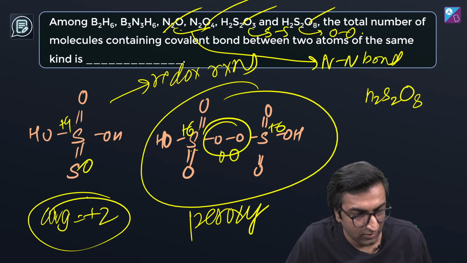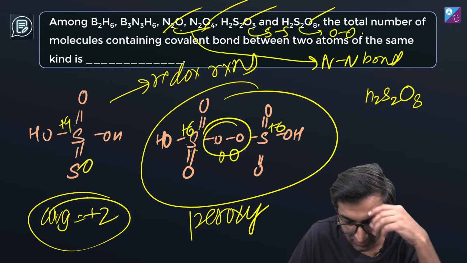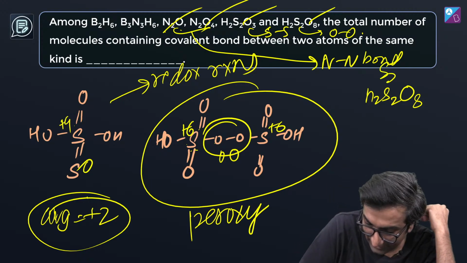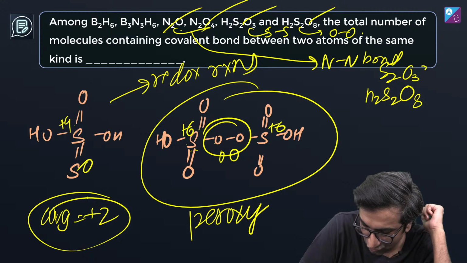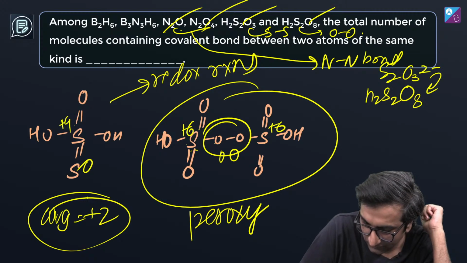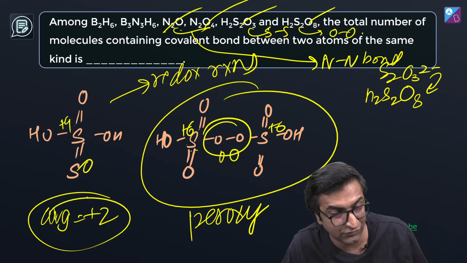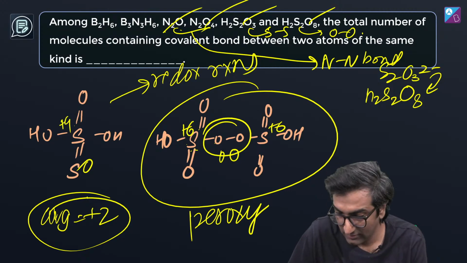Cool. Oleum is H2S2O7, but this H2S2O3 2 minus gets oxidized to this when in the presence of a strong oxidizing agent. Yeah. All right.